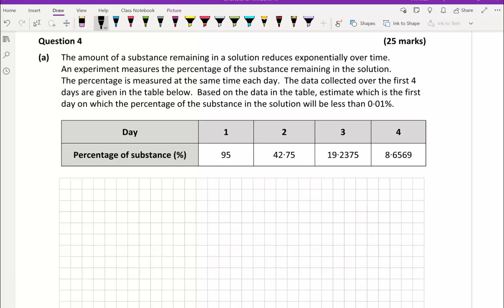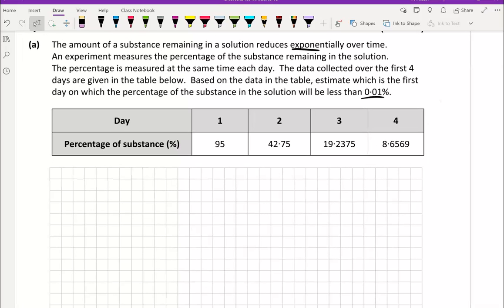Based on the data in the table, estimate the first day on which the percentage of substance would be less than 0.01%. So it's reducing exponentially. It's not obviously an arithmetic sequence. So what would we mean by exponentially?